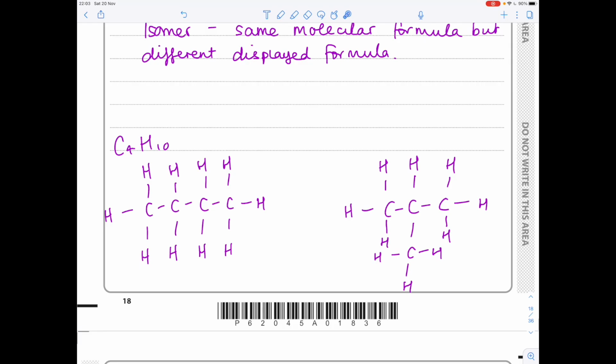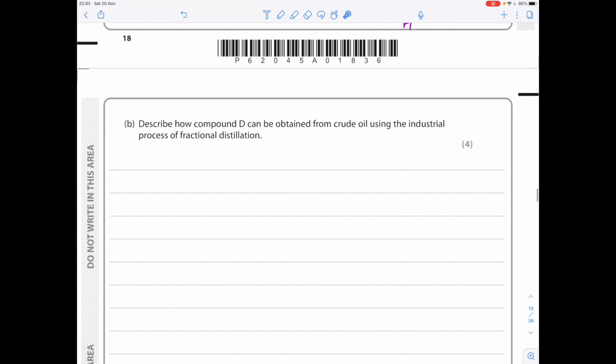And I want to count up to make sure I've got C4H10. Count the hydrogen. 1, 2, 3, 4, 5, 6, 7, 8, 9, 10. Perfect. Remember, we can't draw that carbon off here or here because it just turns into this isomer again.